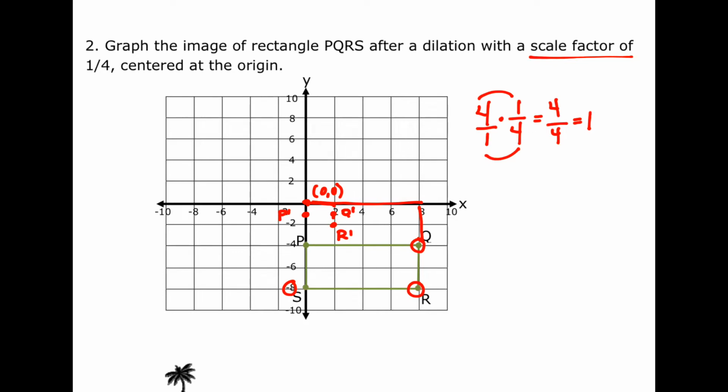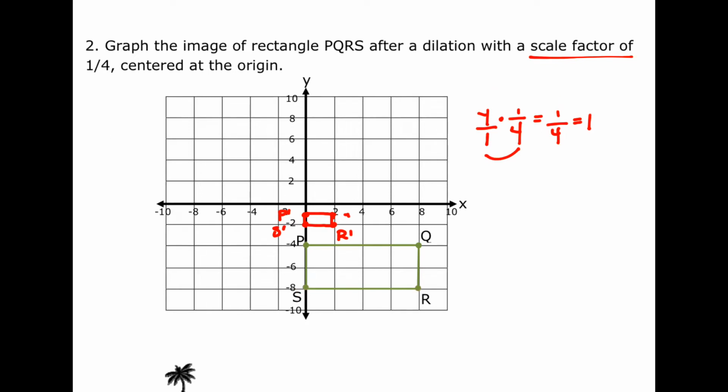And finally, we have S prime. S is down 8, and it's not left or right at all. So I'm just going to cut that distance of -8 by 1/4. That's going to be -2 right on the y-axis. Oops, that's my S prime. So I've got this tiny little figure here, which is 1/4 of our original figure. And that kind of looks like it's about 1/4.